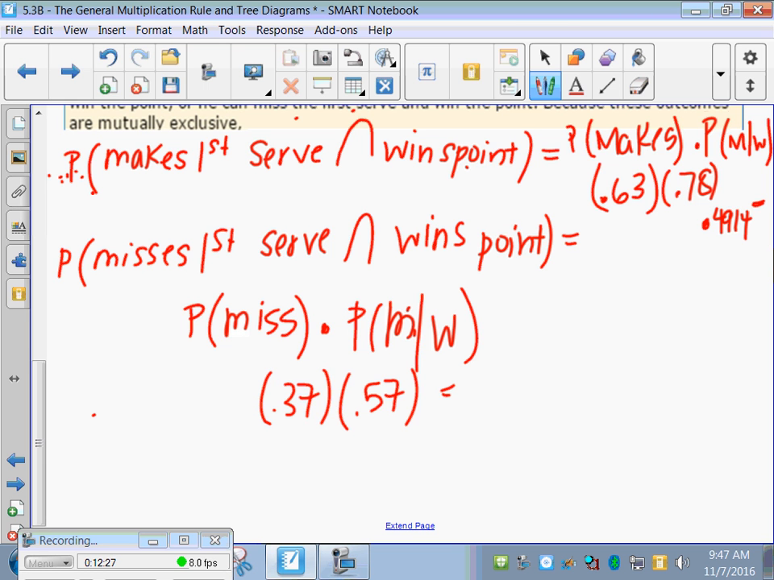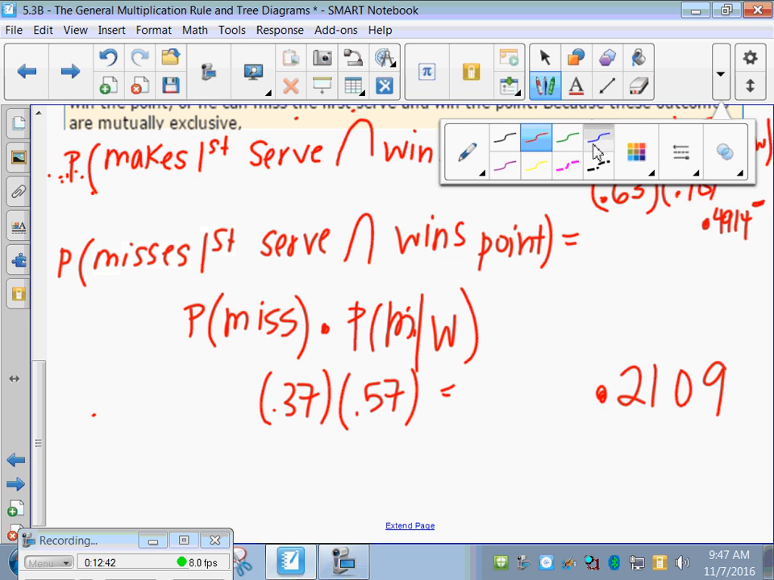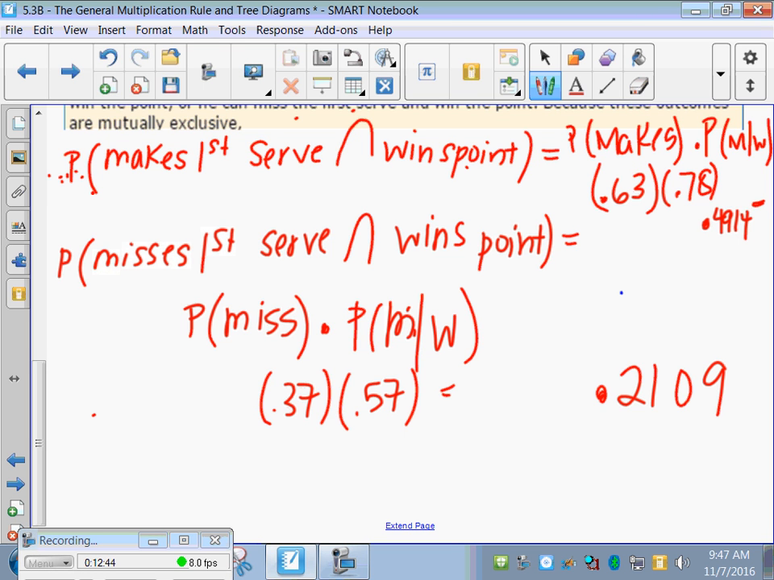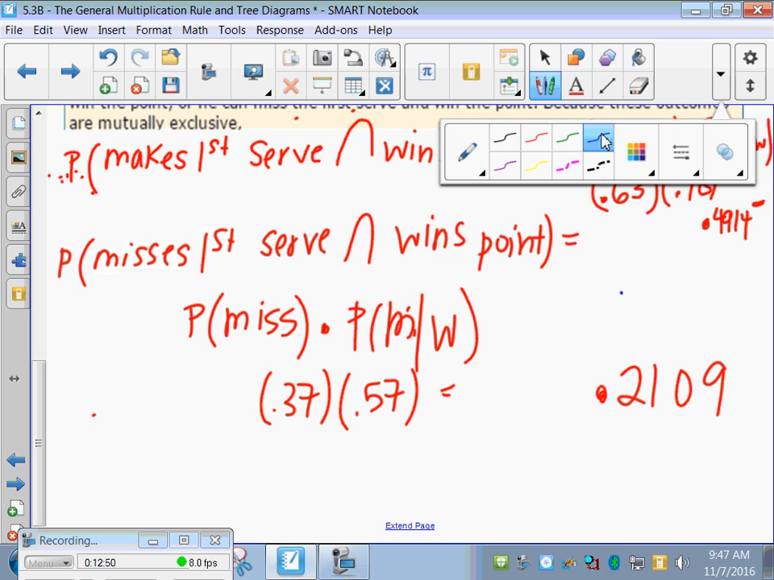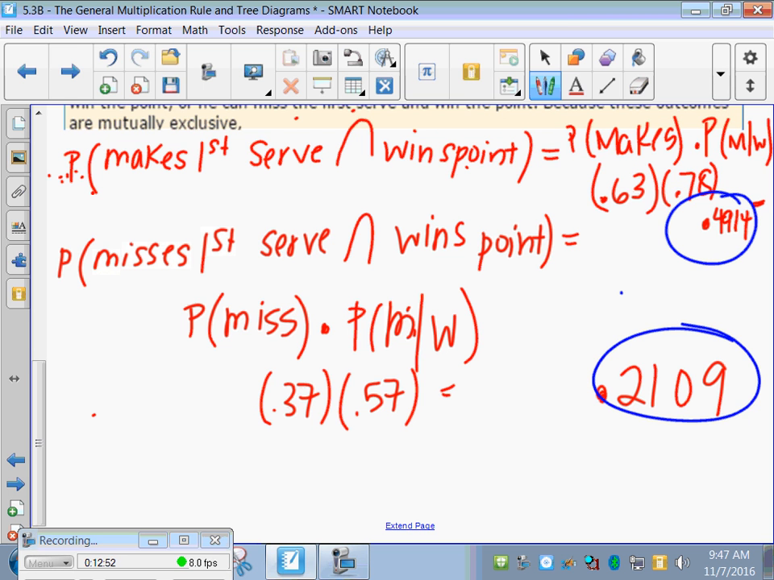That's our other way to win the point, 0.2109. Okay. Now we just add those together. So multiply down the tree, okay? And now I want to know what's his probability of winning. Well, there were two ways. He can make the serve and win the point, or he can lose the serve and win the point. So we're going to add those together. This plus this.